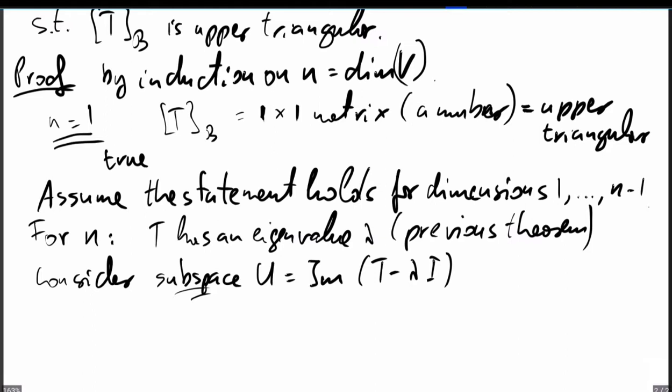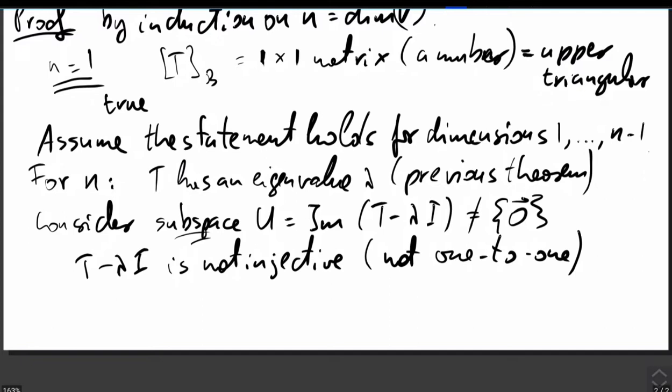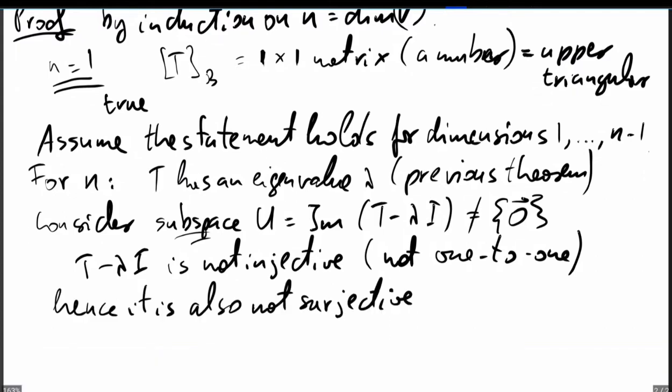And we also know that this is not just the zero set or empty set. So this has a dimension higher than 0. Because of that, T minus lambda I is not injective. That means not one-to-one. It follows that it is also not surjective. Actually, I will leave this as homework, to explain why, or to look back at the previous consideration of dimensional analysis.